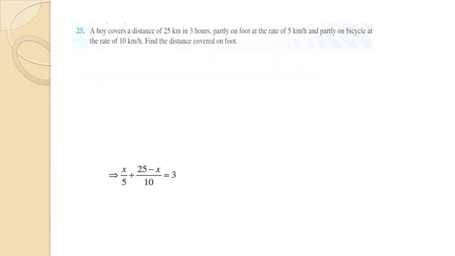So children, let us solve one more problem related to speed and distance. I have taken question number 25. A boy covers a distance of 25 km in 3 hours, partly on foot at the rate of 5 km per hour and partly on bicycle at the rate of 10 km per hour. We have to find the distance covered on foot.